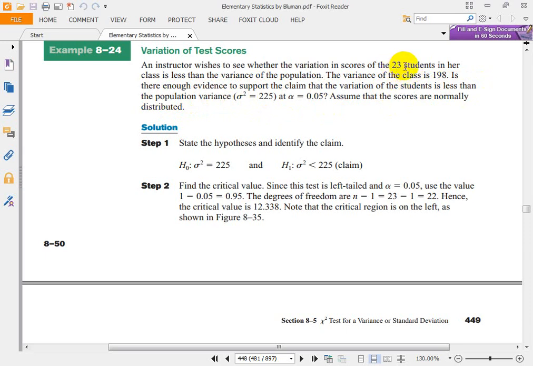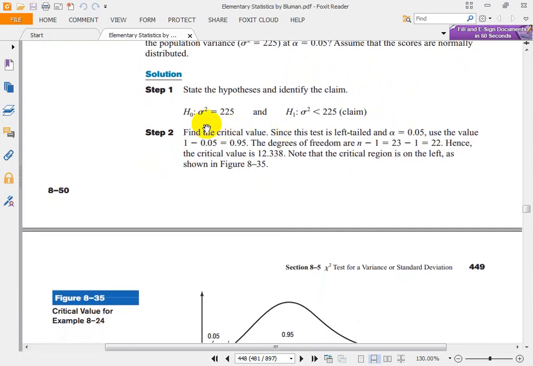You have executed the variance calculation on the sample of 23 students and that has been got as 198. So at alpha is equal to 0.05, assume that the scores are normally distributed. So now the population variance sigma squared is equal to 225.